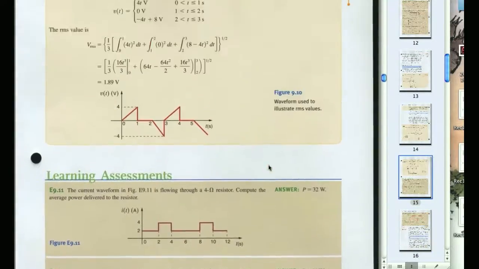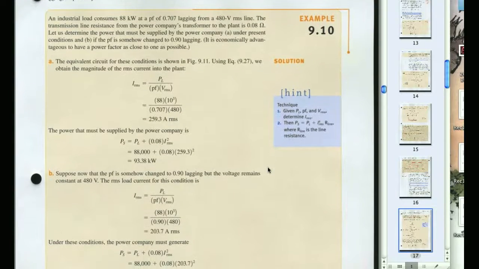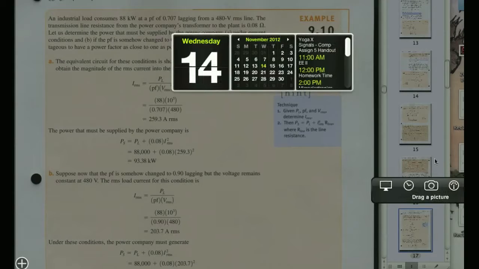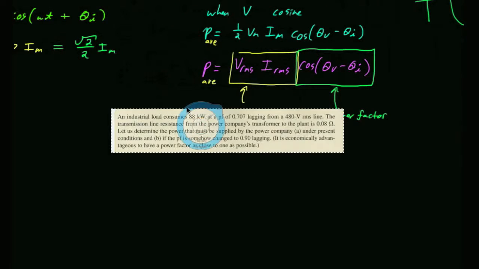So in example 9.10, they're basically talking about an industrial load that consumes 88 kilowatts, and then they give you the power factor. So the power at the load is 88 kilowatts at a power factor of 0.707, I think they called it lagging, and I'll talk about what that means in a second.